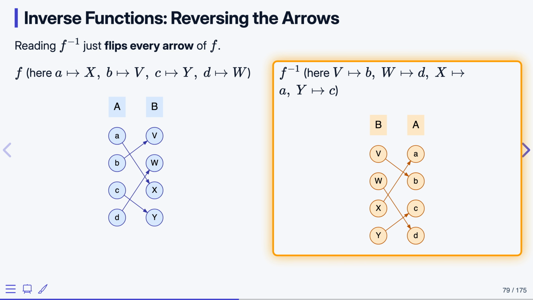The right picture is the inverse function, which goes from B back to A. To build it, we simply flip every arrow. So v, which came from b, now goes back to b. w, which came from d, goes back to d. x, which came from a, goes back to a, and y, which came from c, goes back to c. The amber color marks that we are traveling backwards. The picture to remember is this. The inverse of a bijection is the same set of arrows, drawn in the opposite direction.